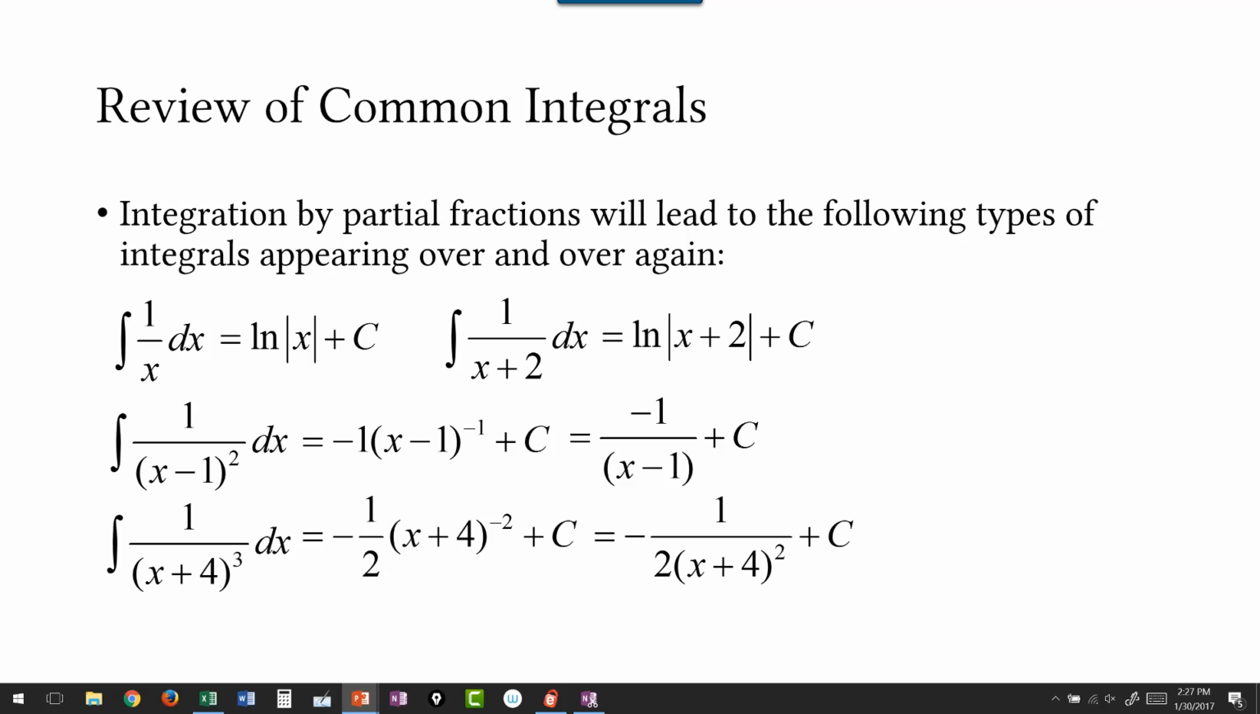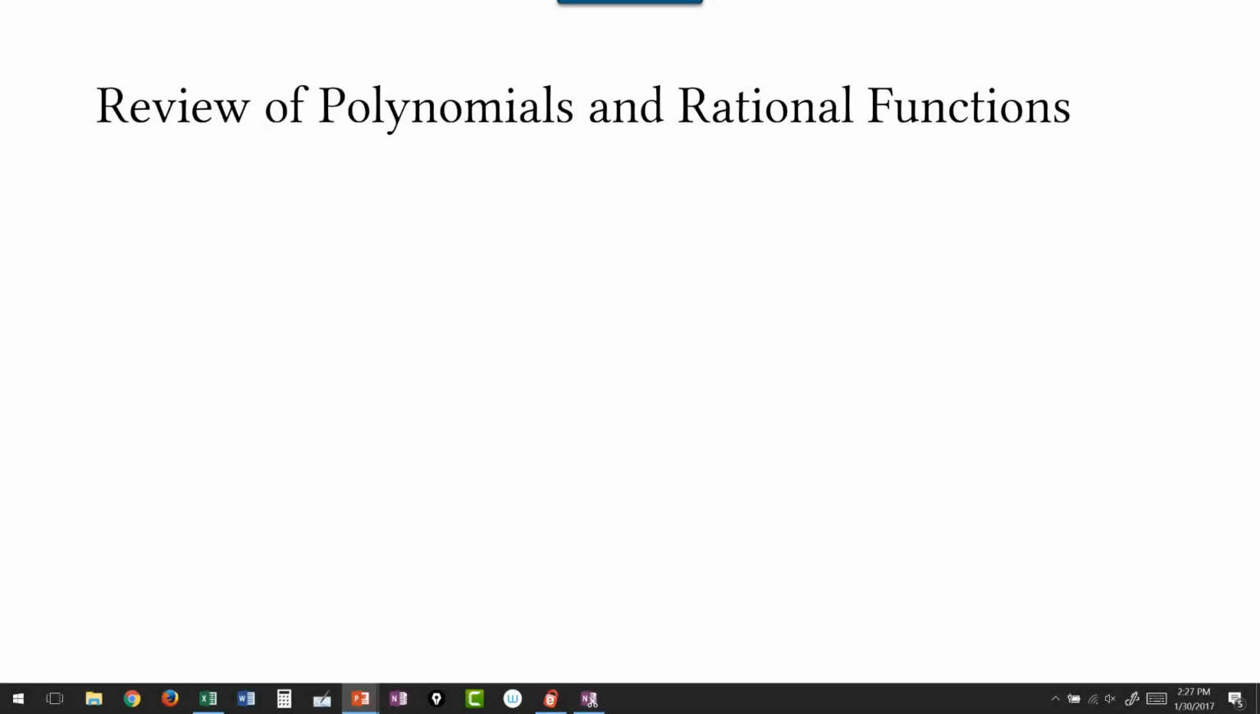So these are just specific examples of the kinds of integrals we'll see. Basically, they're going to fall into one of two types: either those involving a power of 1 in the denominator, in which case we have a natural log for the antiderivative, or those that involve a power other than 1 in the denominator, in which case the power rule will apply.